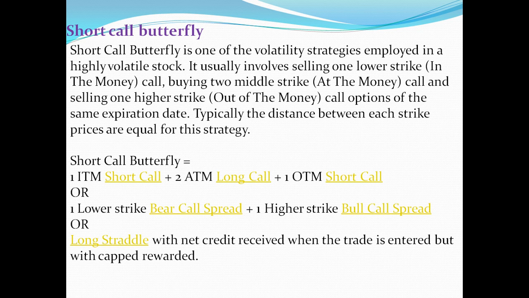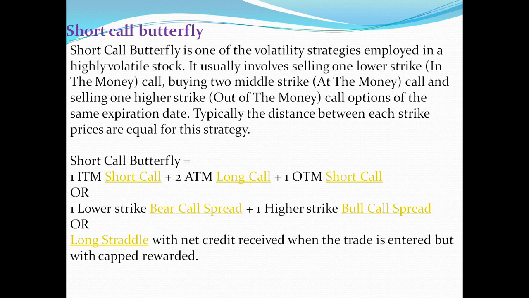So let's go ahead. Short call butterfly. Short call butterfly is one of the volatile strategies employed in a highly volatile stock. It usually involves selling one lower strike in the money call, buying two middle strike at the money calls, and selling one higher strike out of the money call option of the same expiry date. Typically, the distance between each strike price is equal for this strategy.